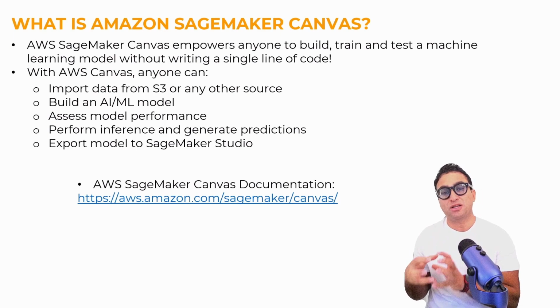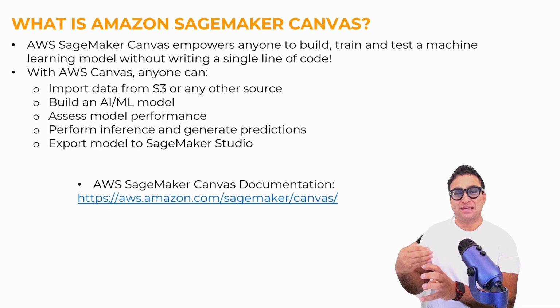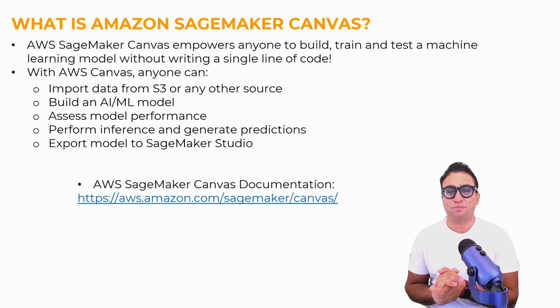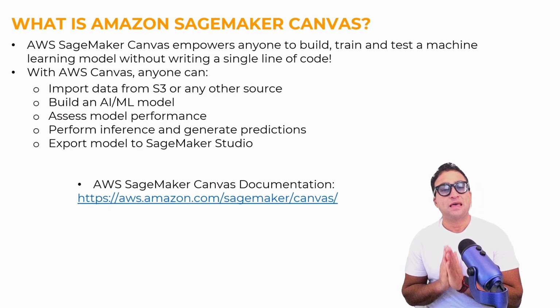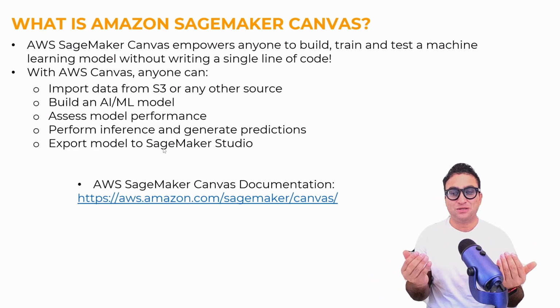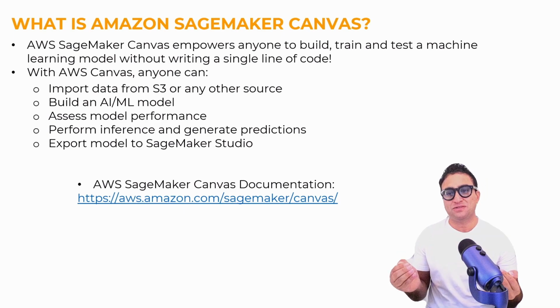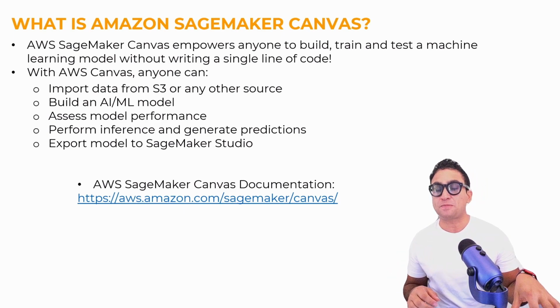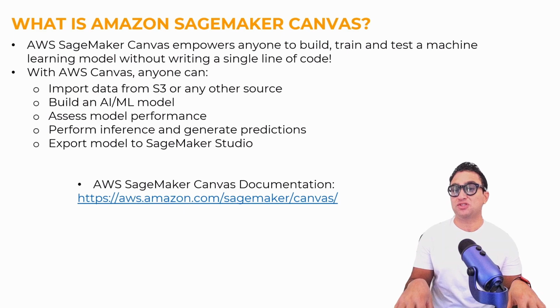So once that model is trained, I can go ahead and test that model out. And again, I'm going to show you a practical example coming up next. And then we can also export that model to SageMaker Studio. There is a really seamless and powerful integration between Amazon SageMaker Canvas and Amazon SageMaker Studio as well.